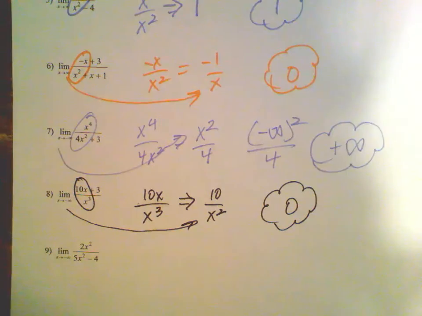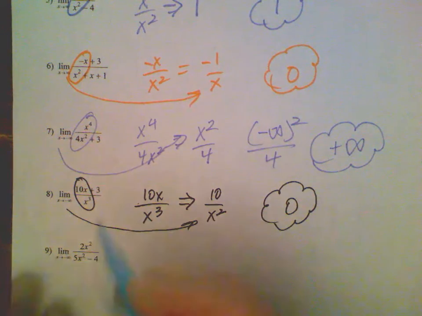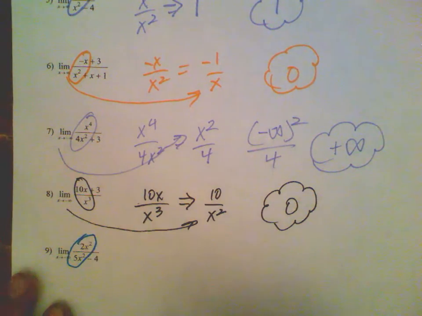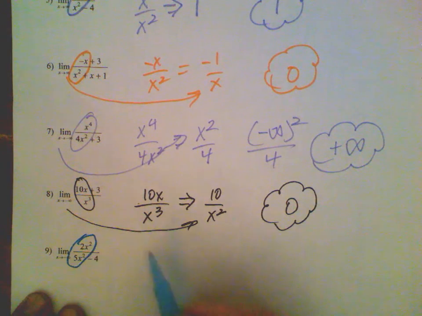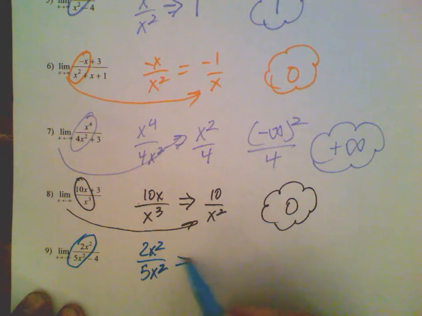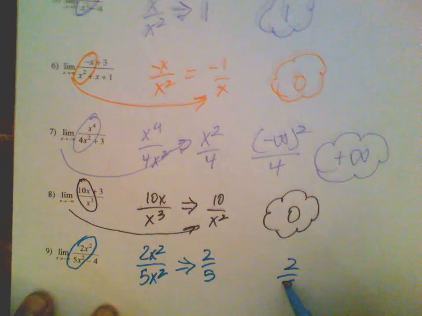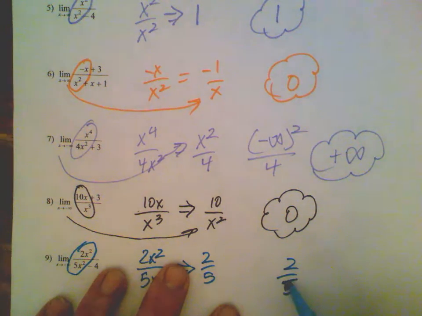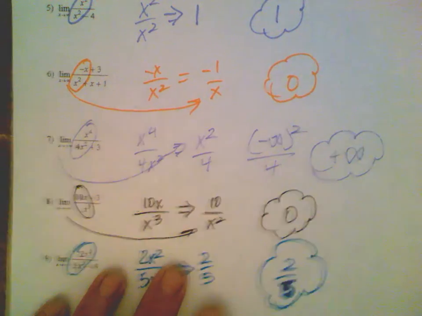And then for the last example that's written here, but again, remember, I'm just going to go over one more of those two with you just to make a point. This is lead terms 2x squared over 5x squared, which reduces down to 2/5. Therefore, that constant, 2/5, is my limit.